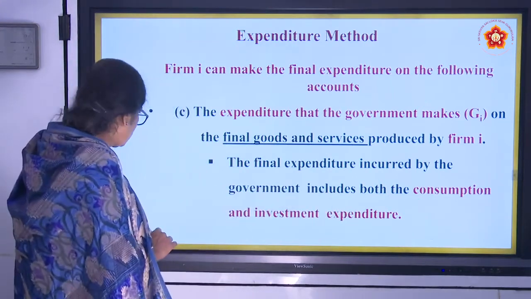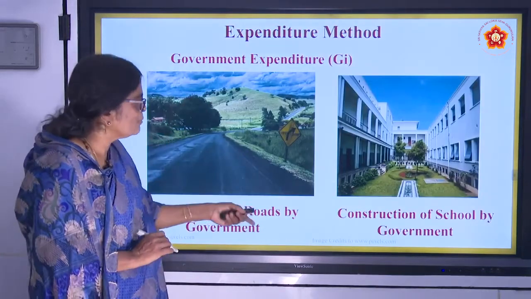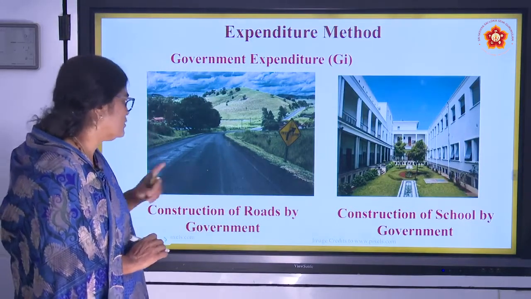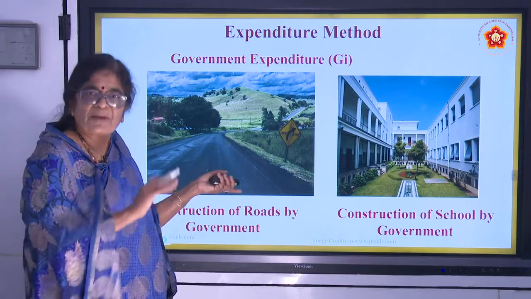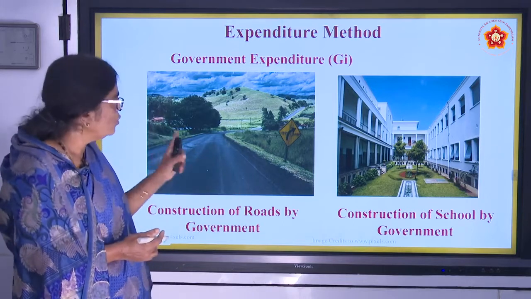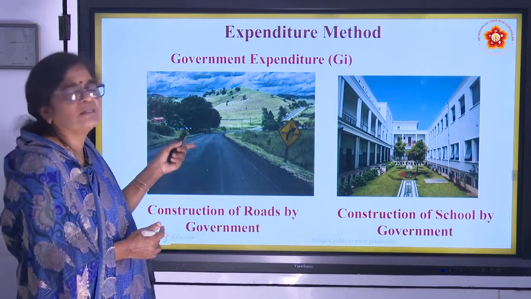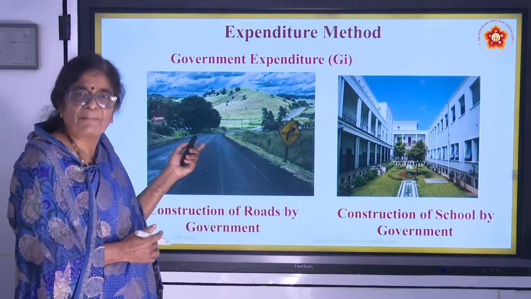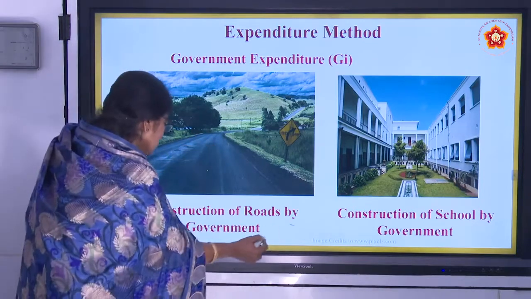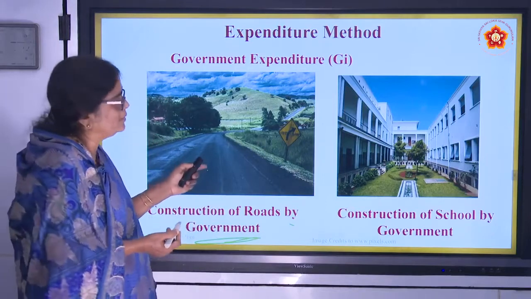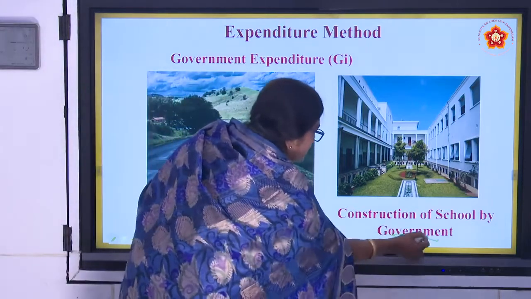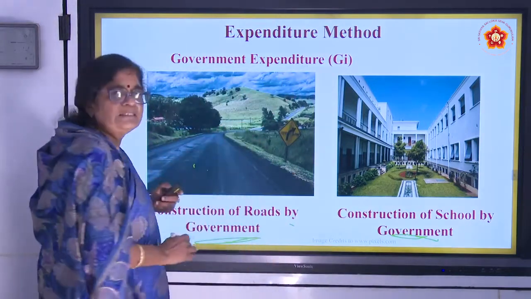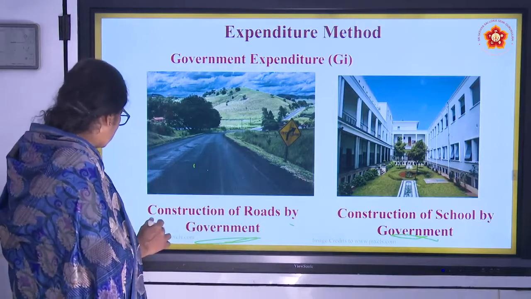I hope you understood. Now, here I'm displaying the construction of roads by government. Construction cannot be done by private people because they are all profit oriented. Only government can do this type of work, expansion of roads, because the government always considers public welfare. Therefore, construction of roads by government is an investment expenditure for the government. Also construction of schools is public expenditure, denoted by GI, because all of these are for public welfare.